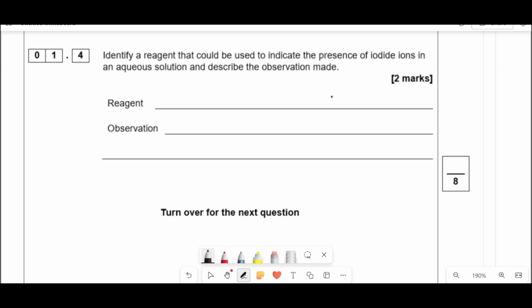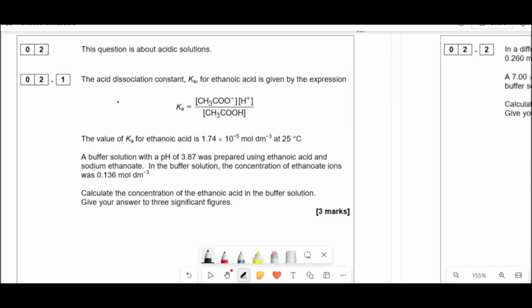So it's something that you're adding directly to get an immediate result. What you're going to add is AgNO3 and you get a yellow precipitate. There you go. This question is about acidic buffers.